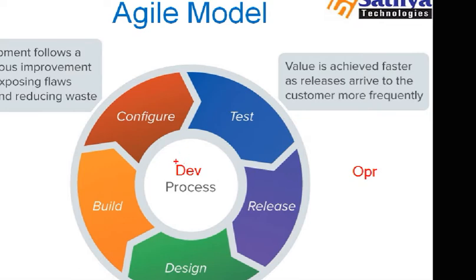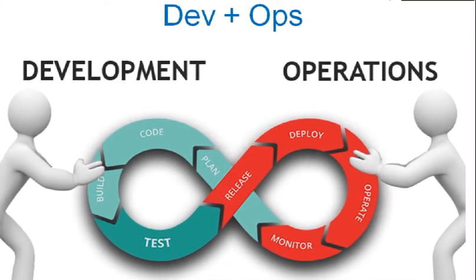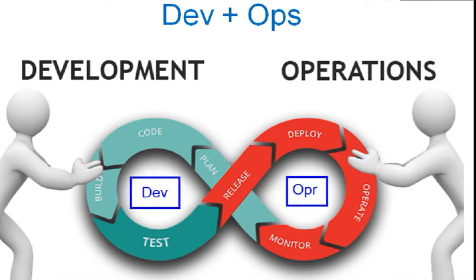So this Agile model will concentrate only on development, but it doesn't include operations. Now we have a requirement to deliver the cycle towards operations. Then we can get a new development cycle like DevOps. In this DevOps cycle we have continuous development and continuous operations. So we can define DevOps as a combination of development and operations.